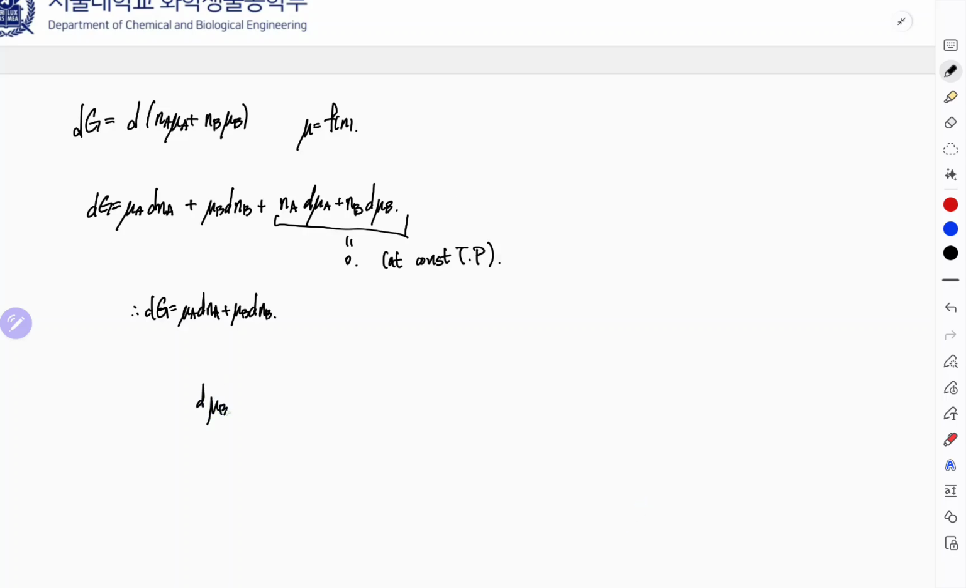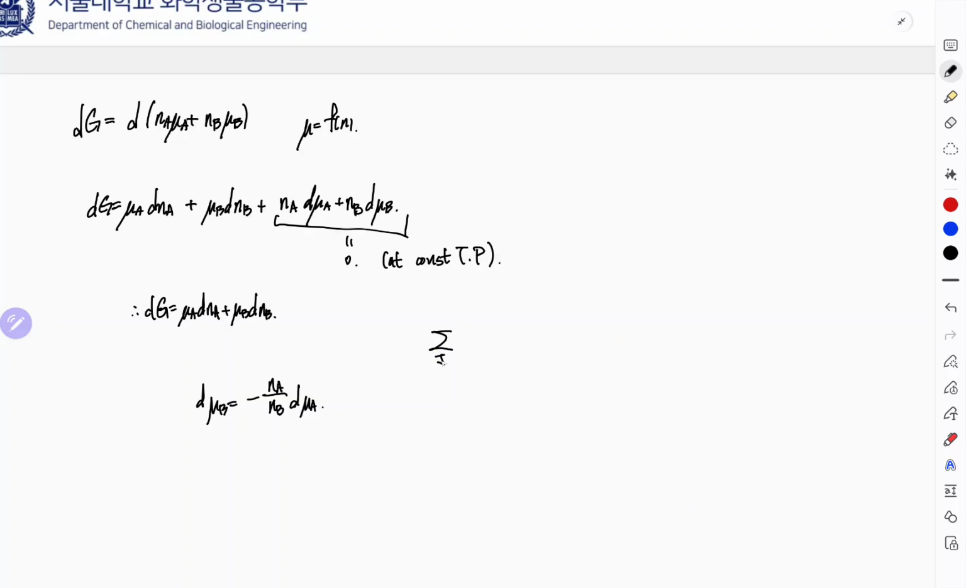Also, this Gibbs-Duhem equation can be applied to other partial molar quantities, for example, the partial molar volume. So this also can be written as the sum of nJ dVJ is equal to 0. This is also effective for this binary mixture. Let's show some examples for this Gibbs-Duhem equation.